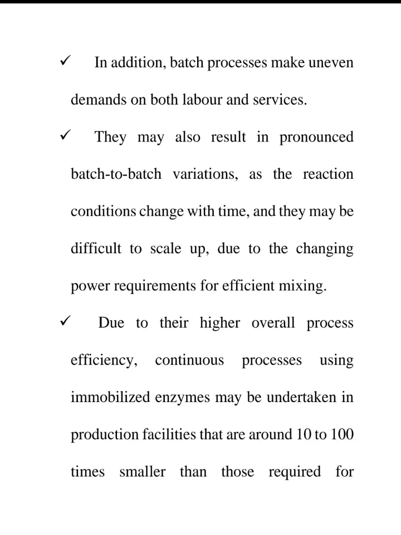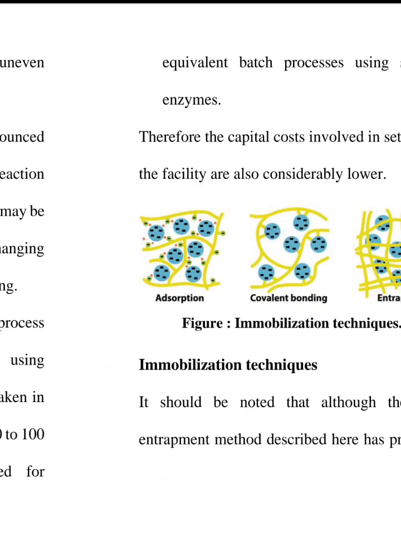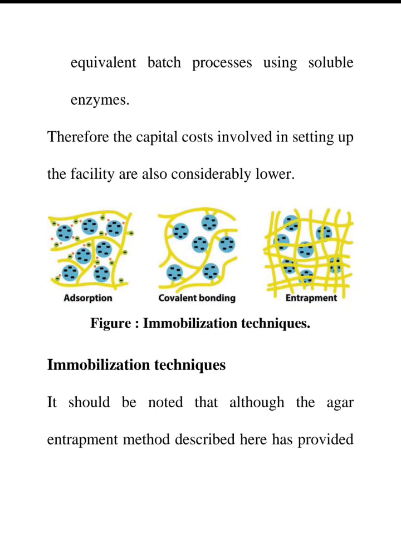Due to their higher overall process efficiency, continuous processes using immobilized enzymes may be undertaken in production facilities that are around 10 to 100 times smaller than those required for equivalent batch processes using soluble enzymes. Therefore, the capital cost involved in setting up the facility is also considerably lower. This figure shows the immobilization techniques.